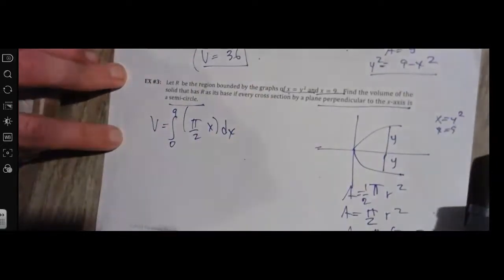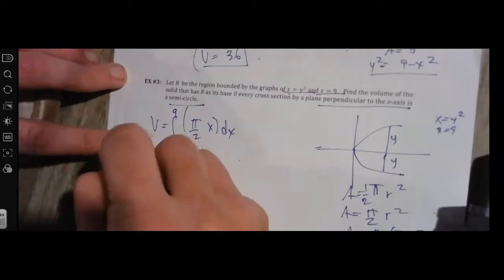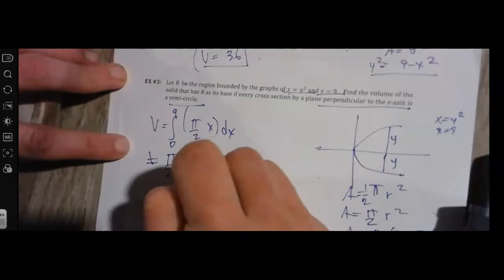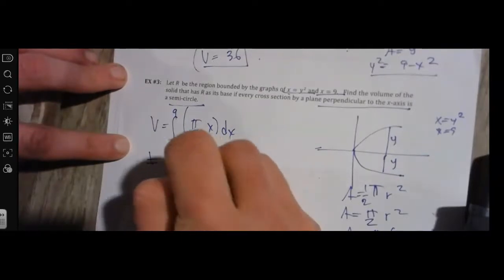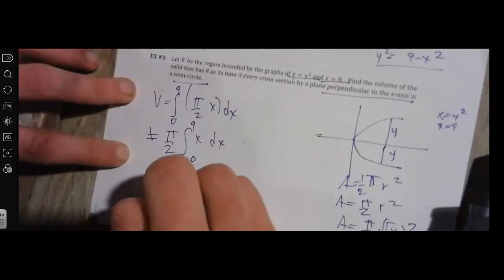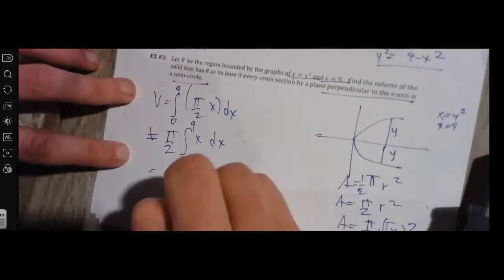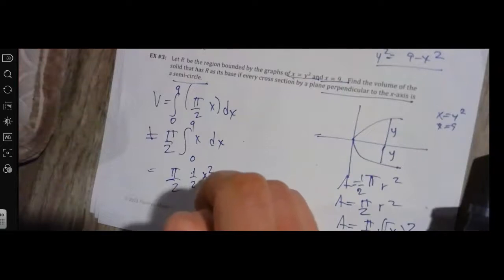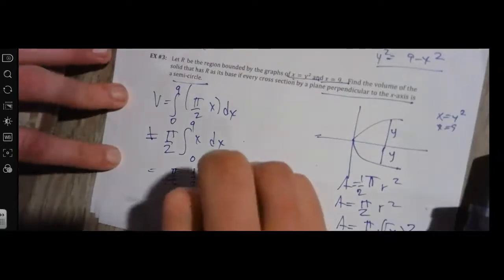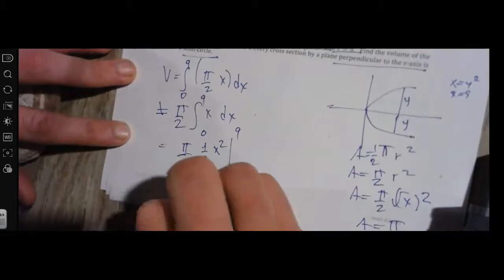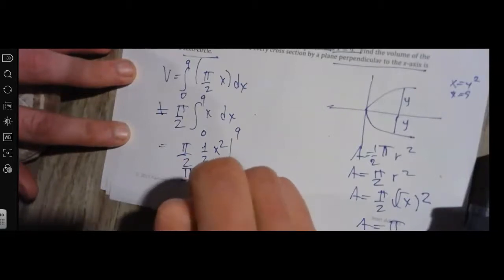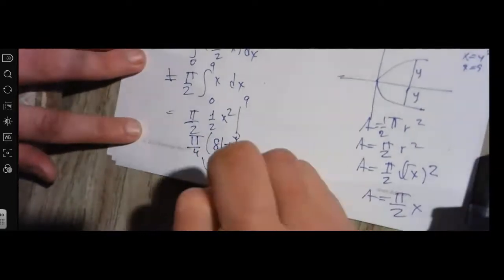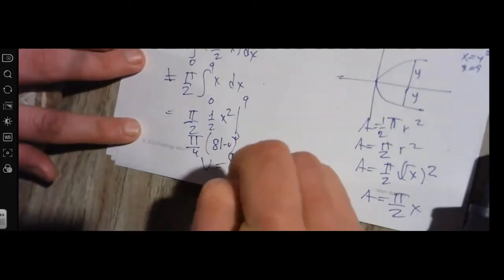And so we can bring that constant out. So we have the volume equal to pi over 2 times the integral of x dx from 0 to 9. So that's going to equal pi over 2 times 1/2 x squared, evaluated from 0 to 9. So it's going to be pi over 4 times 81 minus 0. So our volume is equal to 81 pi over 4.